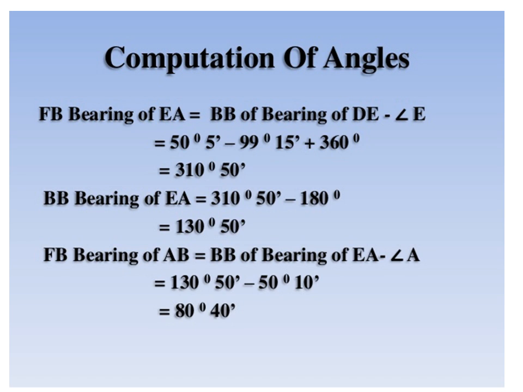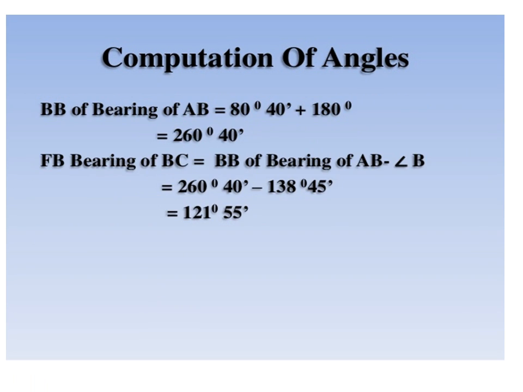Forward bearing of AB equals back bearing of EA minus angle A, 130 degree 15 minutes minus 50 degree 10 minutes. Whatever angle we receive, it is less than 180 degree, therefore the forward bearing of AB equals 80 degree 40 minutes. Then back bearing of AB equals 80 degree 40 minutes plus 180 degree, so it is 260 degree 40 minutes.